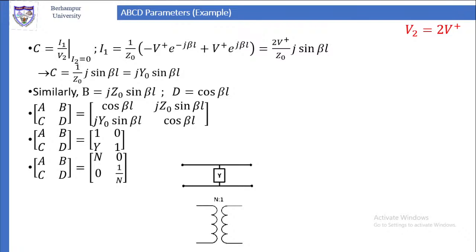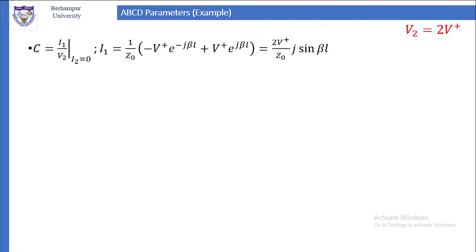Similarly, for the transformer, when the coil ratio is n:1, then for that transformer, ABCD parameters are A is n, B is 0, C is 0, D is 1 by n. So n 0, 0, 1 by n for a transformer. Okay, so this is ABCD for the transmission line. This we have found out. Next.